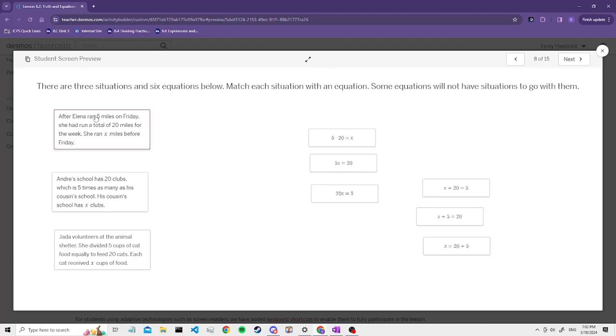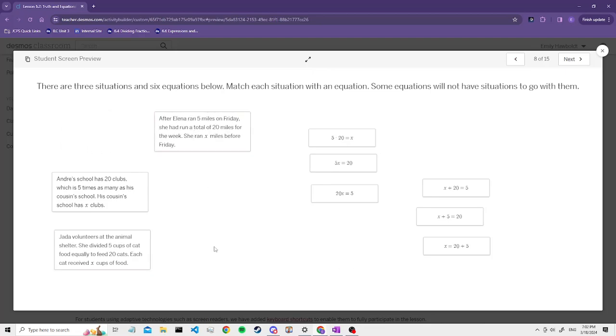Okay, so let's look at this first situation. After Elena ran 5 miles on Friday, she had run a total of 20 miles for the week. She ran X miles before Friday. So Elena ran 5 miles on Friday, which means she had those X miles she ran before that, and then she ran 5 more. So if you run X miles and you run 5 more miles after that, how many miles is that?